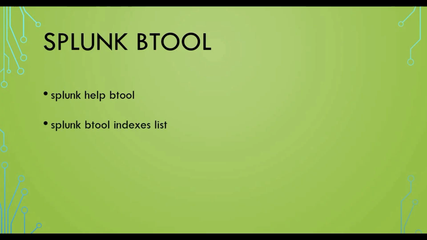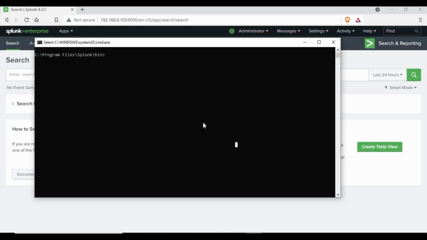If I want to list all the indexes, this is one way you can do it: Splunk btool indexes list. It will list all the details about the indexes. Then you can filter it using grep in Linux, or maybe findstr in Windows, something like that. So you can filter it. Let me show you with this command.